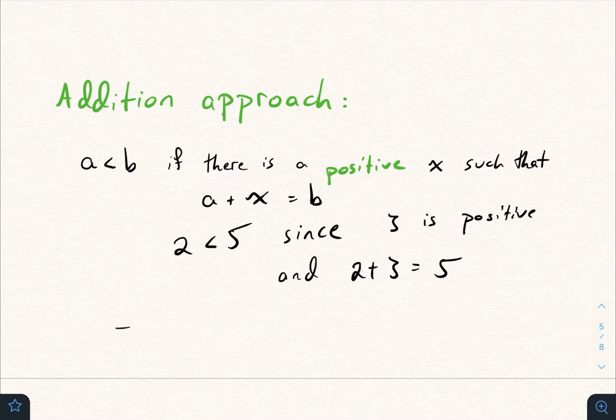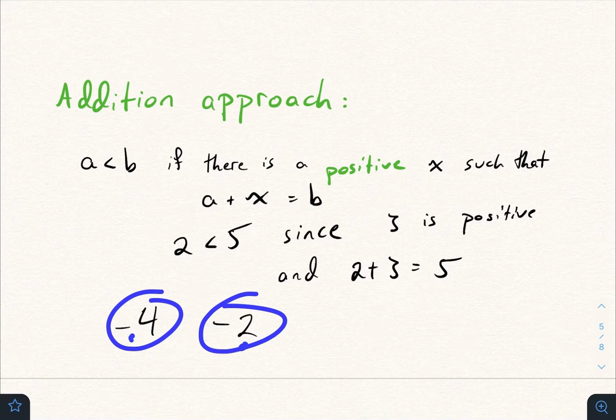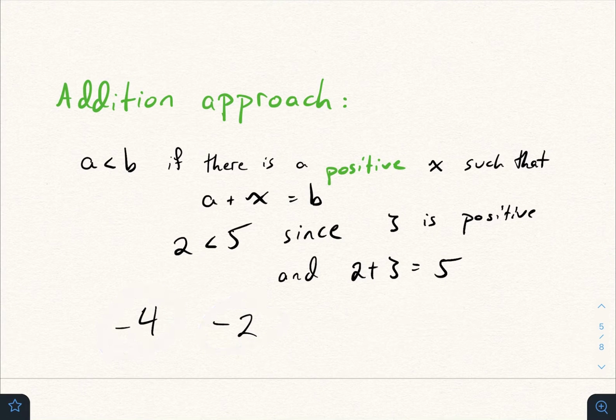So, -4 versus -2. Some students might think that, well, -4 is bigger than -2. Like, oh, if you have a debt of $4, that's bigger than a debt of $2, right? So they might think that -4 is the bigger number of the two, but of course it is not.